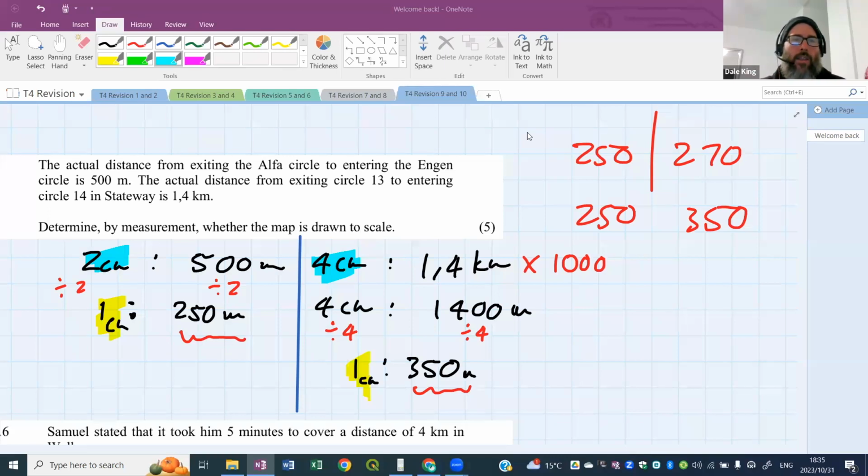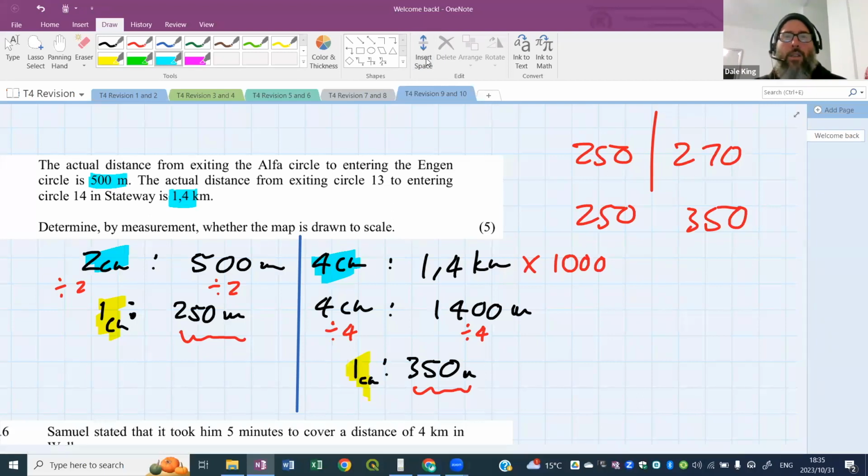So either the data, the numbers they gave us here, is wrong, or the map is not to scale. Now, obviously, they're not asking, are our numbers wrong? They're asking, is the map drawn to scale? And according to these big differences between the ratios, this map is not to scale. I hope you guys understand that.